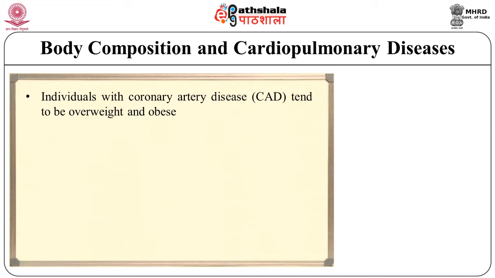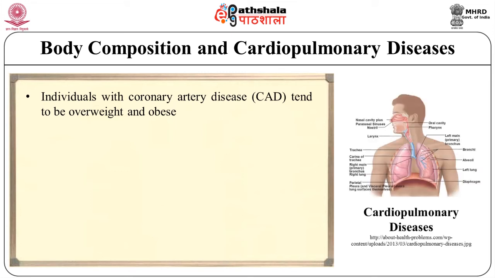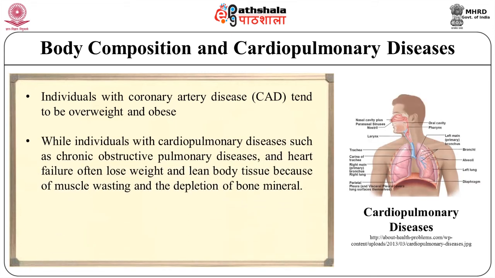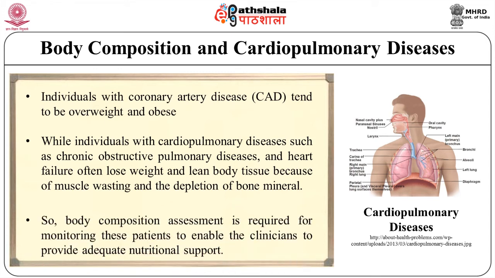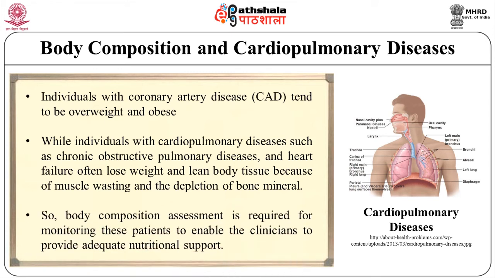Individuals with coronary artery disease, commonly called CAD, tend to be overweight and obese, while individuals with cardiopulmonary disease such as chronic obstructive pulmonary disease and heart failure often lose weight and lean body tissue because of muscle wasting and depletion of bone minerals. So, body composition assessment is required for monitoring these patients to enable the clinicians to provide adequate nutritional support.